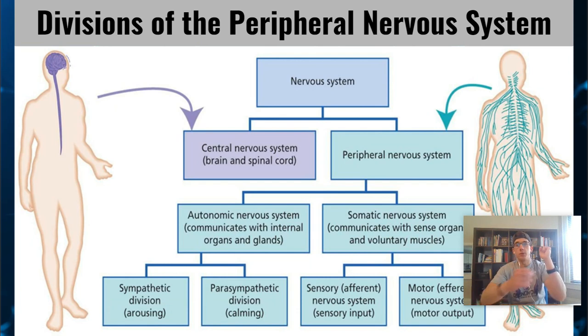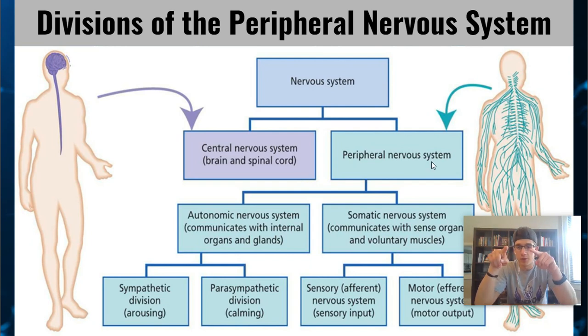So remember, the first thing we talked about was looking at the divisions of the nervous system. So the nervous system can get broken down into the central nervous system, which is your brain and spinal cord. Obviously, most important being the brain there, and then the peripheral nervous system. Peripheral nervous system is everything outside the center, or the brain and the spinal cord there.